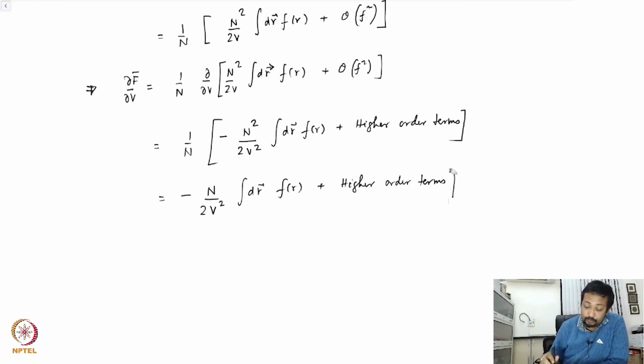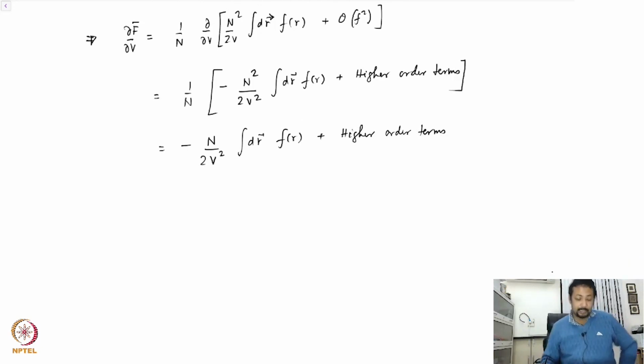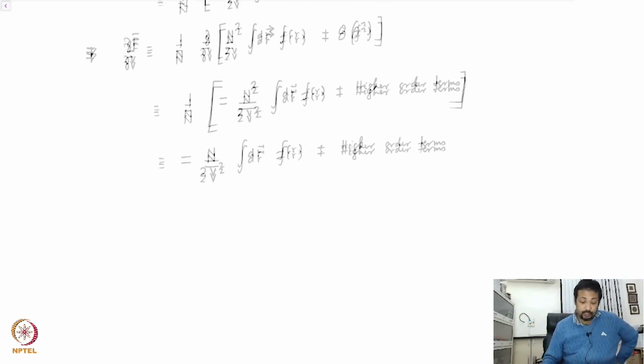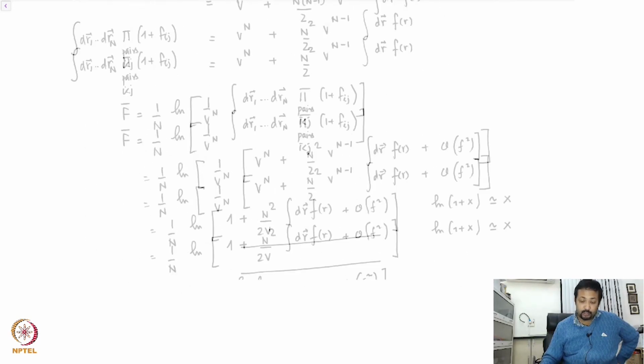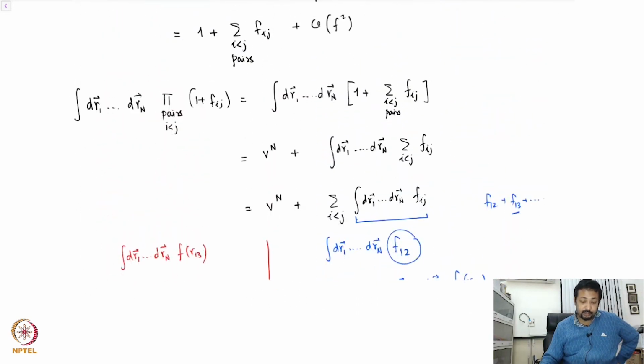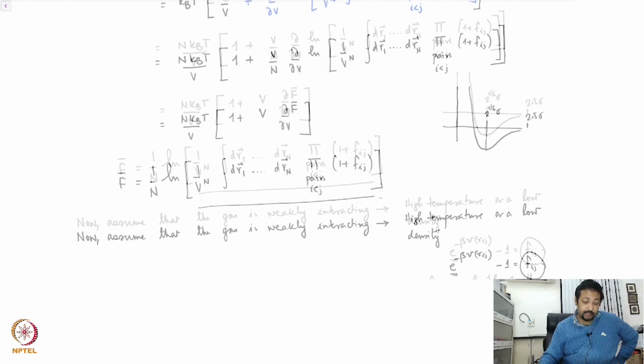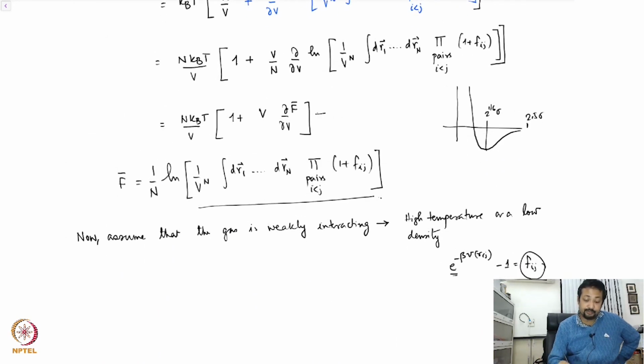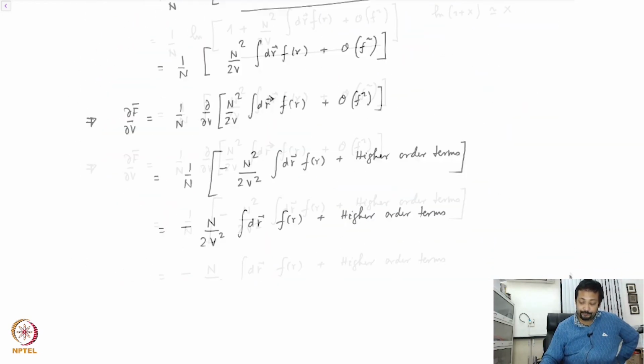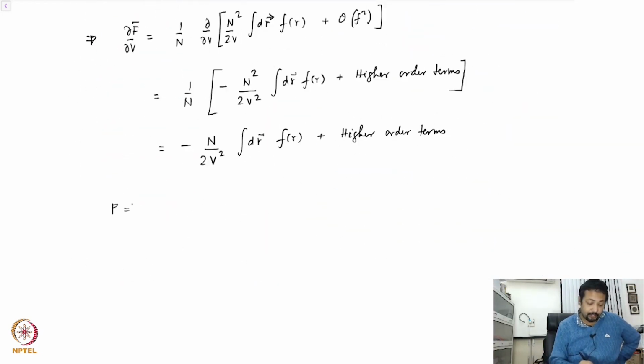But with this, it is understood that I'm only looking at the low density limit or high temperature, right? Good. So now let's go back to the expression for the pressure. The expression for the pressure was very simply this. So the thermodynamic pressure was N kB T divided by V.